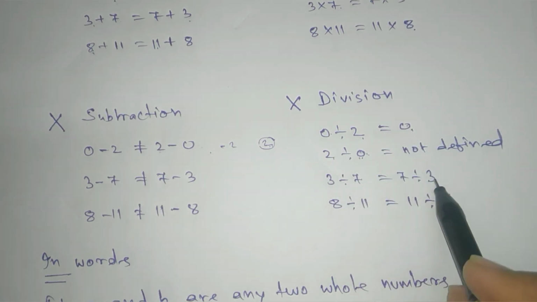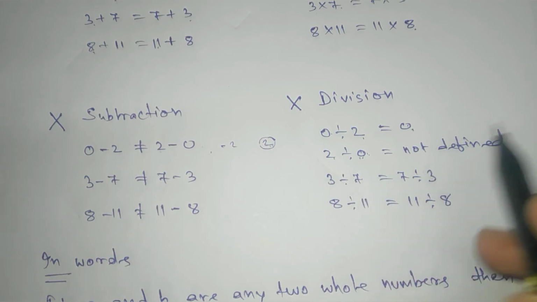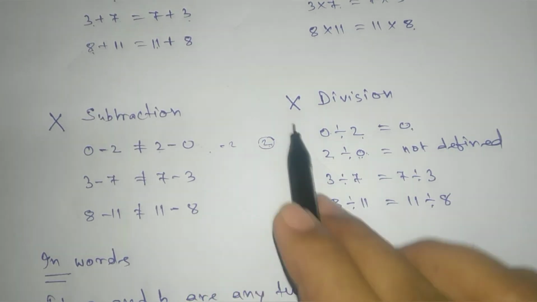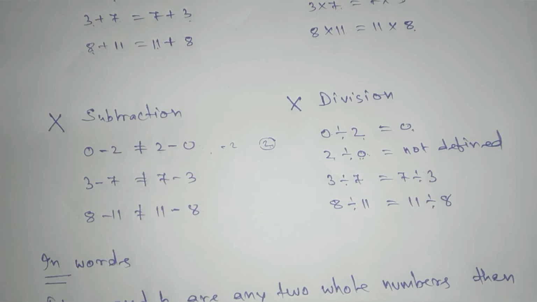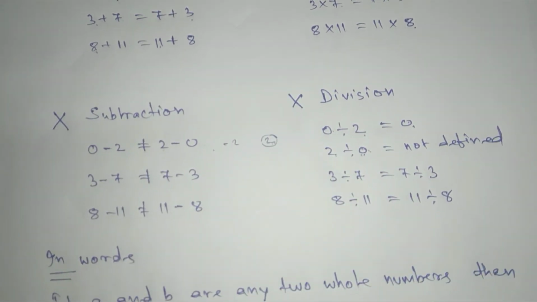3 by 7 and 7 by 3, both are not the same, because 3 by 7 will give you a fraction, which is not a whole number. So this does not come under whole numbers. So these two results for the commutative property do not exist.